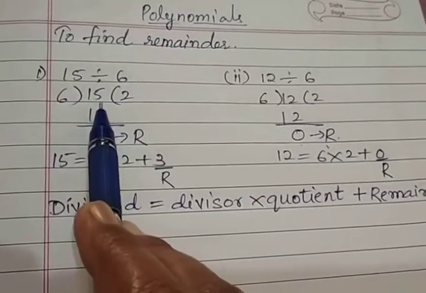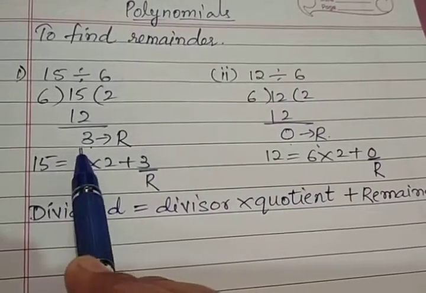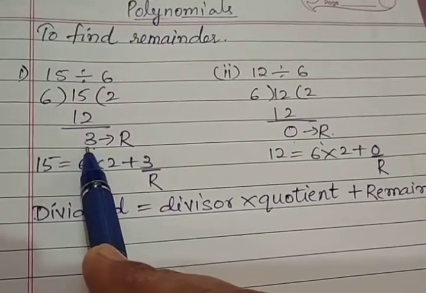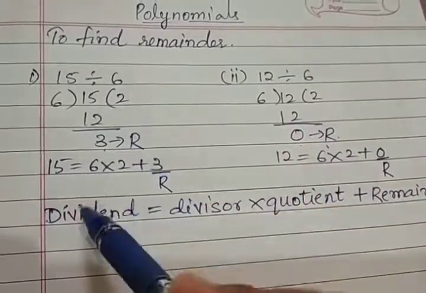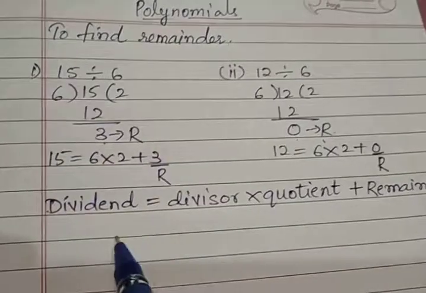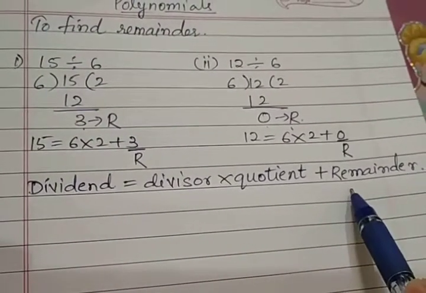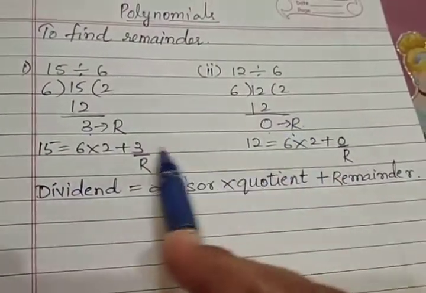Here 15 is neither a multiple of 6 nor is 6 a factor of 15, therefore we are getting remainder 3, not 0. And we have expressed this in the form 15 is equal to 6 into 2 plus 3. That means dividend is equal to divisor into quotient plus remainder. This is how we do it for numericals.